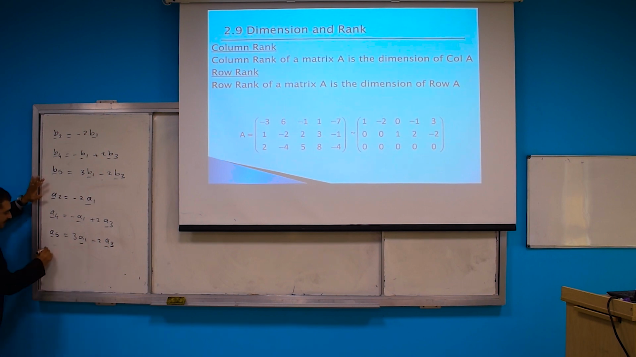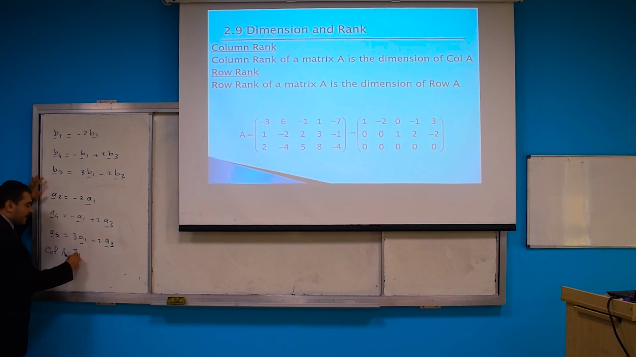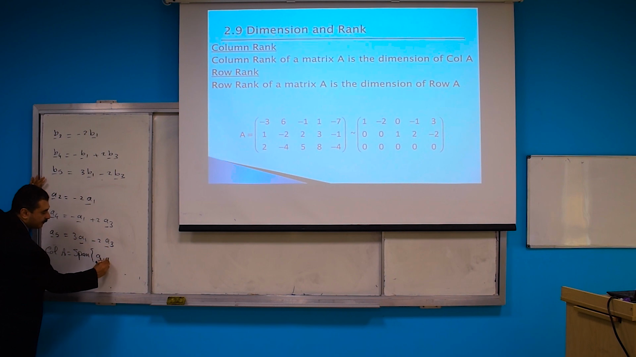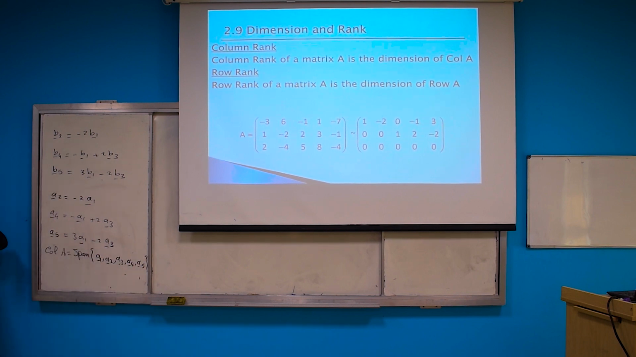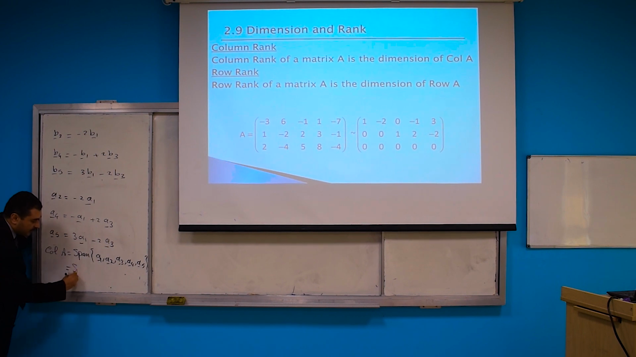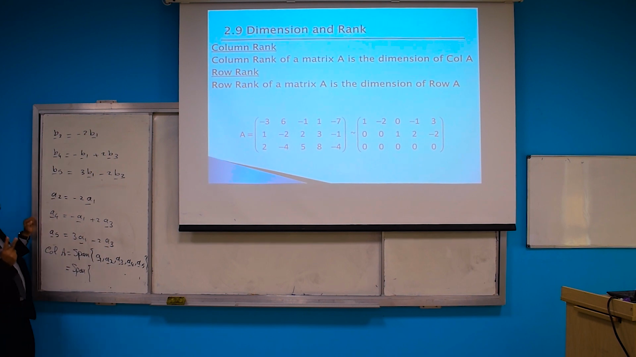So simply I can say that the column space of A, which is the span of the columns of A, I can write in a better way as the span of only the two linearly independent vectors, A1 and A3.